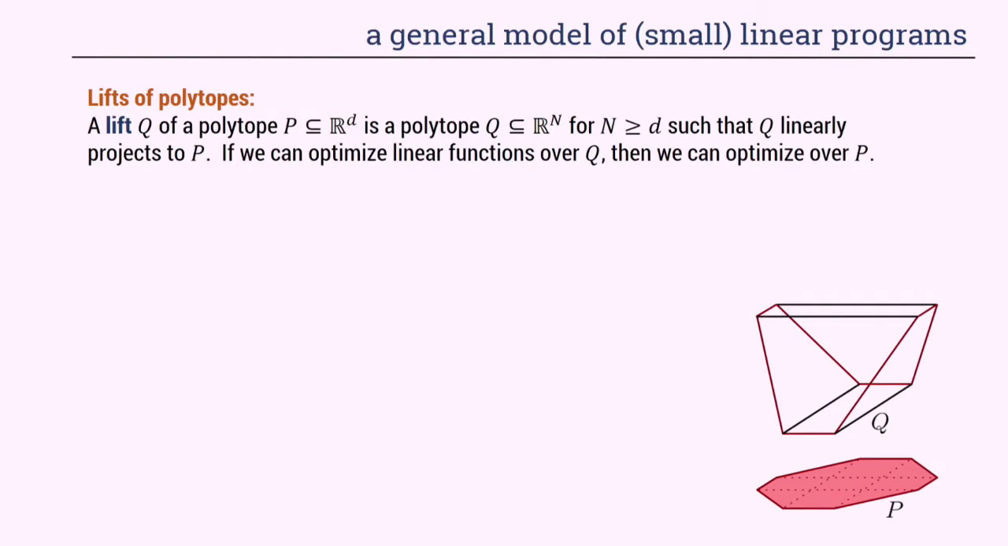and in general, based on this idea, you can define a general theory of linear programs and linear programming relaxations of polytopes. So here's the formal definition of a lift. It's just what I said. A lift of P is a polytope that linearly projects to P. And it's not hard to check that if you can optimize over the upstairs over Q, then you can optimize over P. Okay.